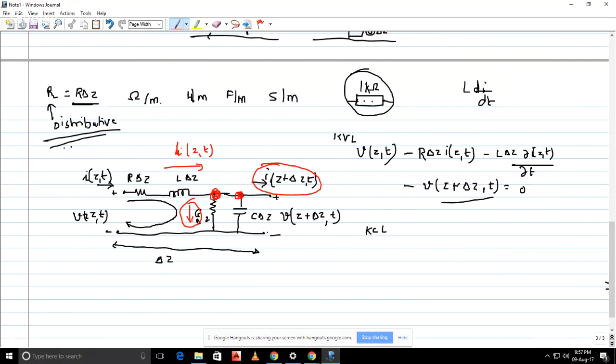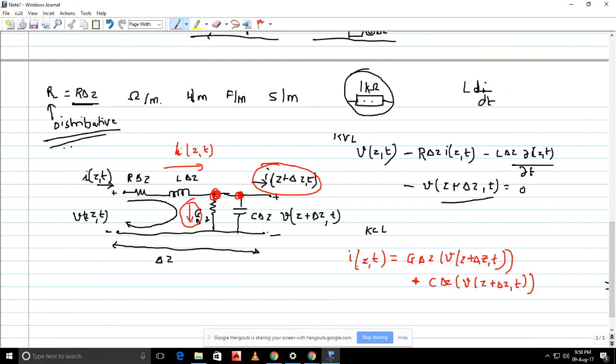So if you apply KCL, the equation will be, I'll write first the incoming current. So the incoming current is I of z comma t, which will be equal to the current that is passing through the first branch. It's, let's say, g times delta z, and I don't know the current, so let us write the current will be g times v. So it will be v of z plus delta z comma t, minus c delta z v of z plus delta z comma t, and this g will have written plus, so this also becomes plus.